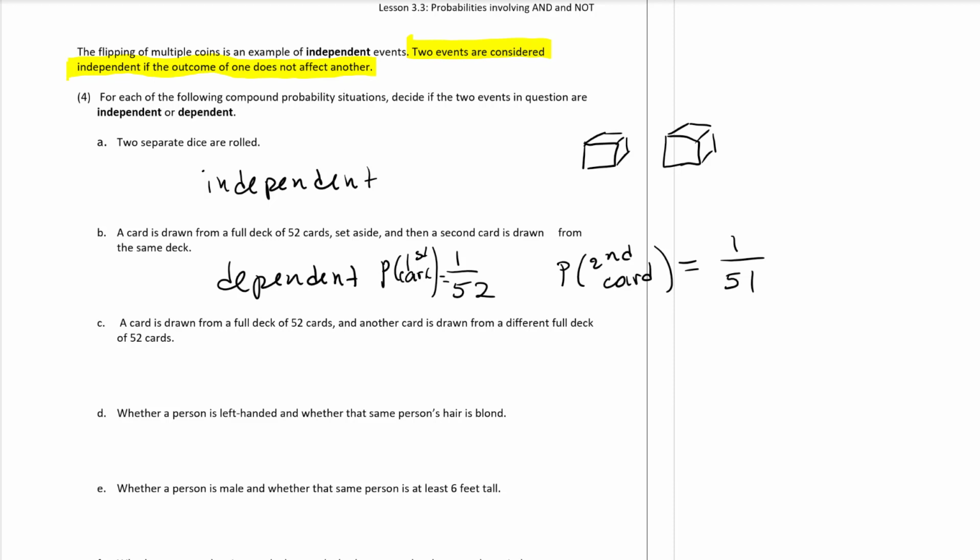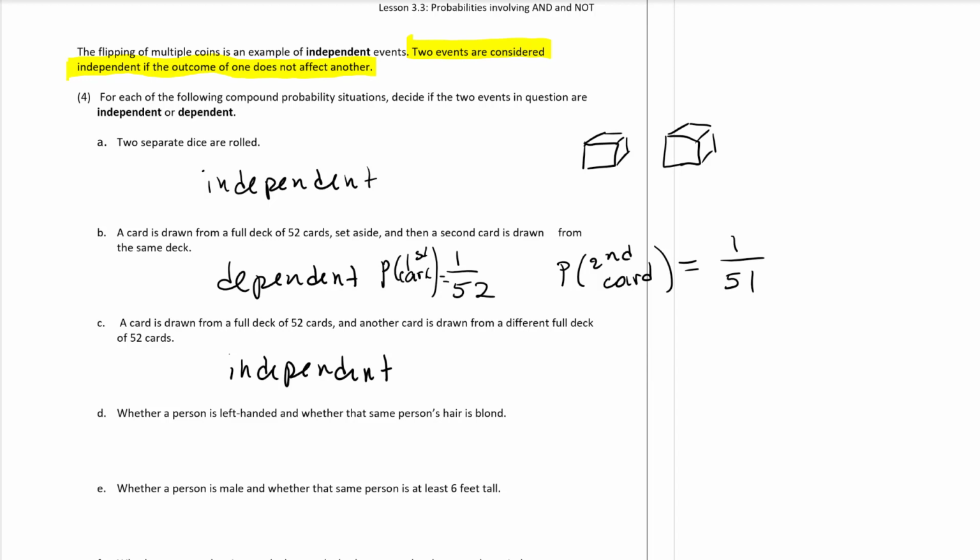However, for part C, if a card is drawn from a full deck and then another card is drawn from a different full deck, both of them having 52 cards, does the probability of whatever you get in the first deck influence the probability on the second deck if you don't shuffle them in any way? What do you think? Well, in this case, the events are completely independent. One does not influence the other. So you just have to ask yourself, does the probability of one thing influence the probability of the other? If they influence, you say dependent, and if they are not influenced, you say independent.